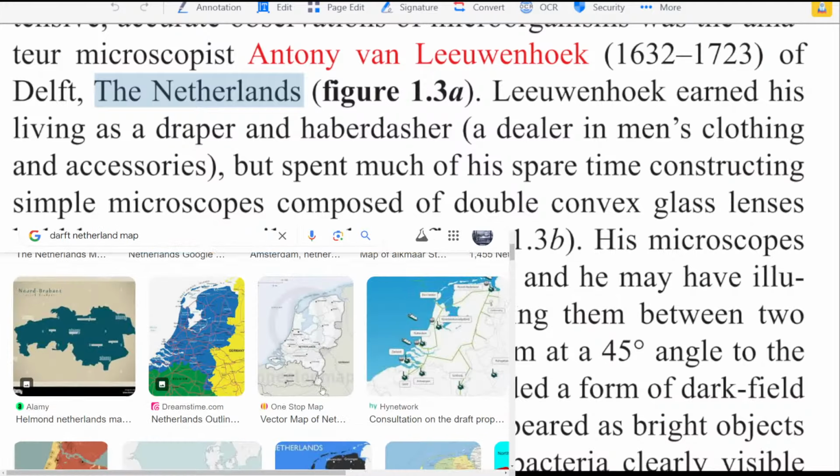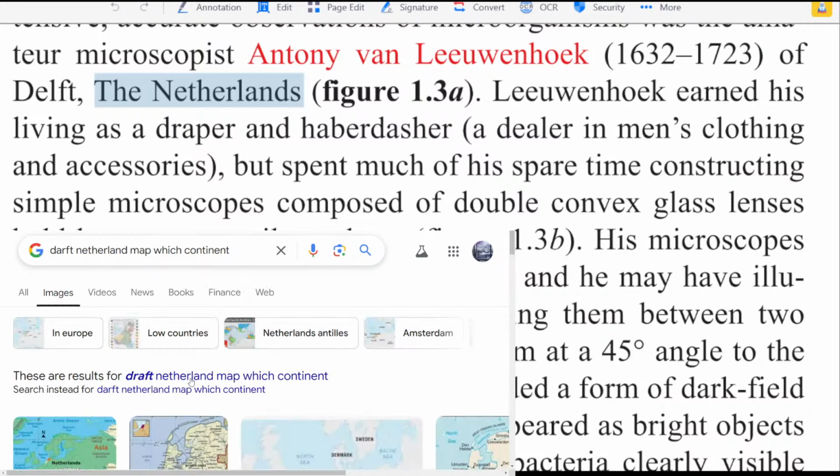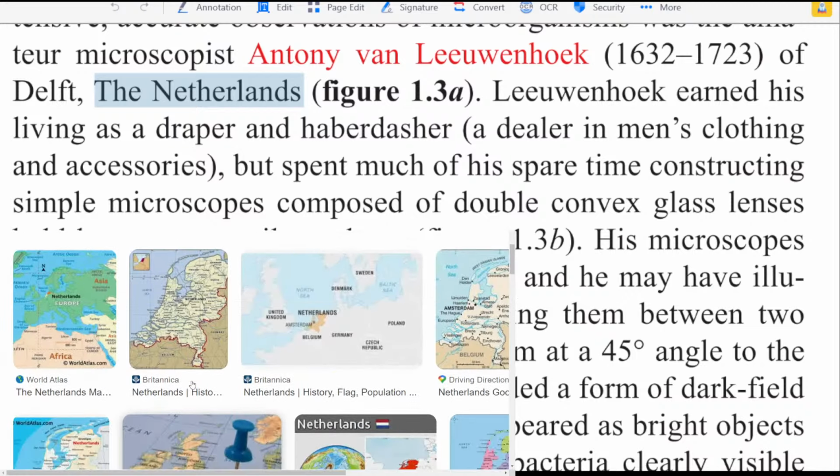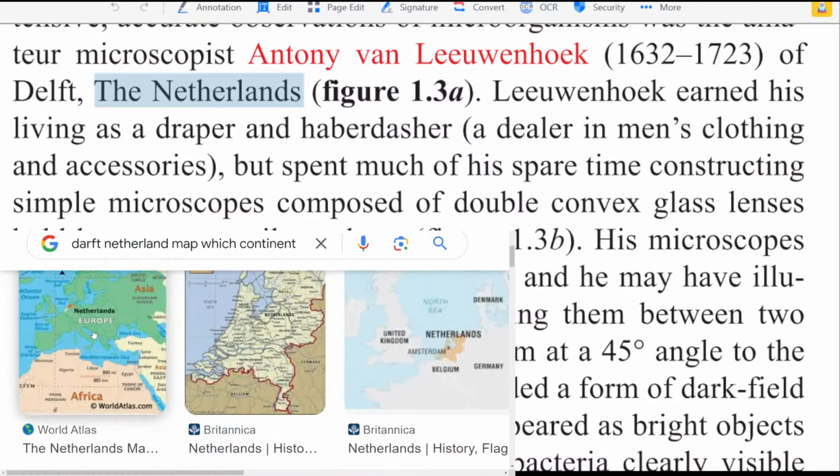I didn't know. I thought it would be something smaller. Wait, on the map, which continent? Sorry for my lack of knowledge on world maps. I'm sure you guys wouldn't know that as well. Okay, so it's in Europe here. Look, so we now know that this guy was from Europe.